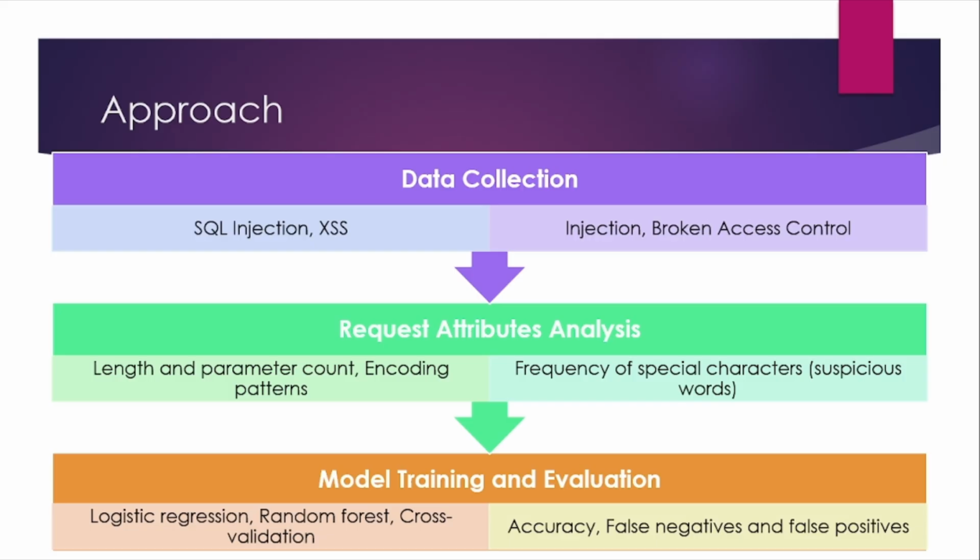Then we are going to extract features from our requests and responses. We are going to take a look at the length, parameter count, encoding patterns, frequency of special characters, and so on. And then we're going to train the model, evaluate it, and finally create our AI detection system.